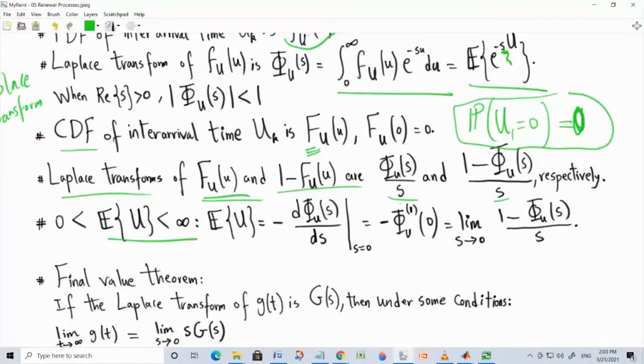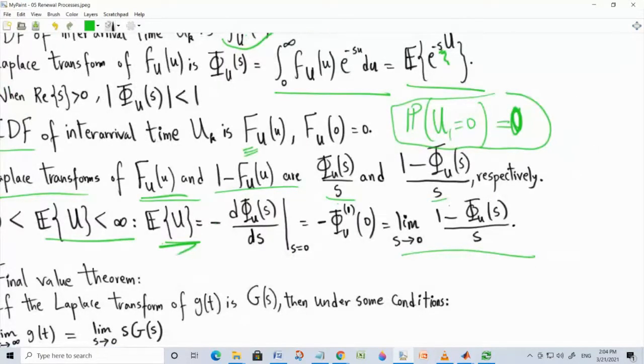Again, from the Laplace transform theory, the expectation of the interarrival time can be obtained by differentiating the Laplace transform. You can differentiate the Laplace transform once, put a minus sign and put s equals 0, and this will give you the first moment. Or you can do it like this.